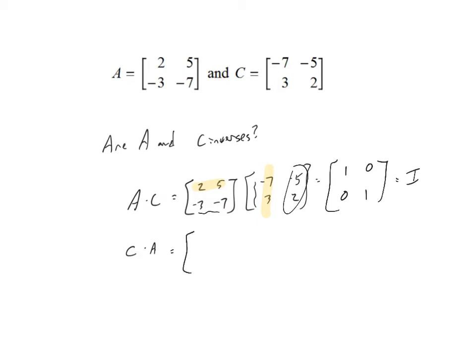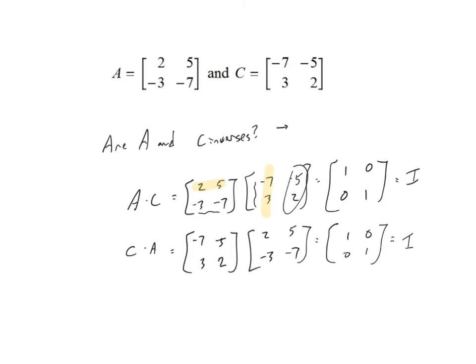The same thing happens with CA. I'm not going to go through every step of this product. I'm just going to write down that it equals the identity, but I would encourage you to check and verify that you do in fact get the identity. Again, you should check that on your own. But you do end up with the identity. So the answer to that question would be yes, A and C are inverses of each other. And we could write A is equal to C inverse, and C is equal to A inverse.